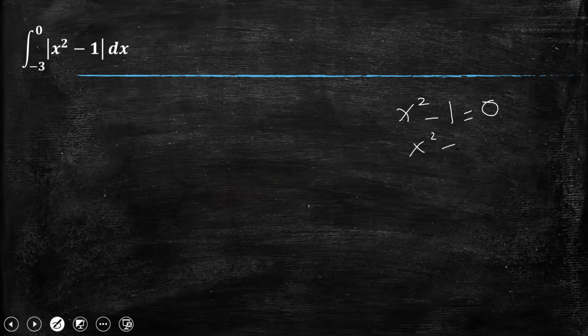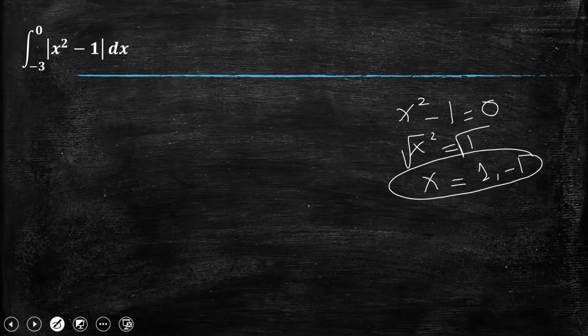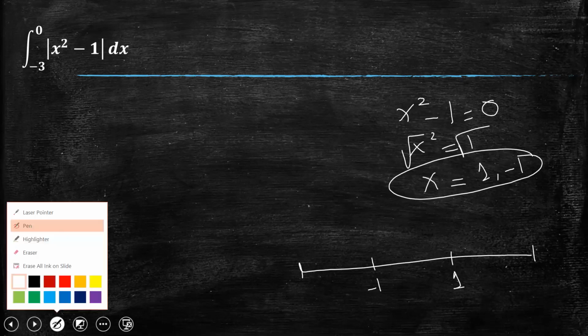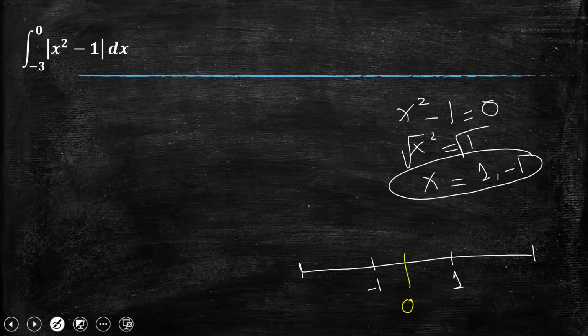So x² equals 1. So under the square root, what are the values of x? 1 and -1. So I wrote now the zeros here as -1 and 1. Then my interval is from 0 to 3. So I don't look here. This interval doesn't matter for me. I only need it from 0 to 3.